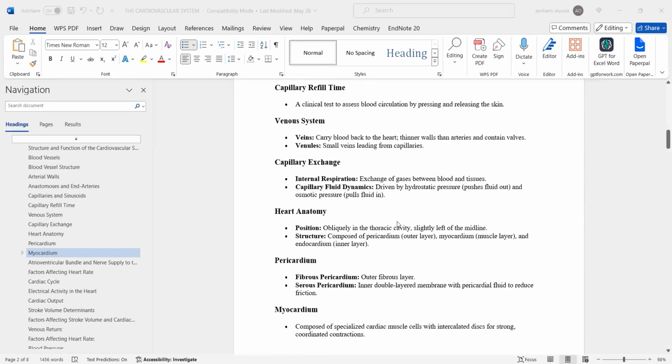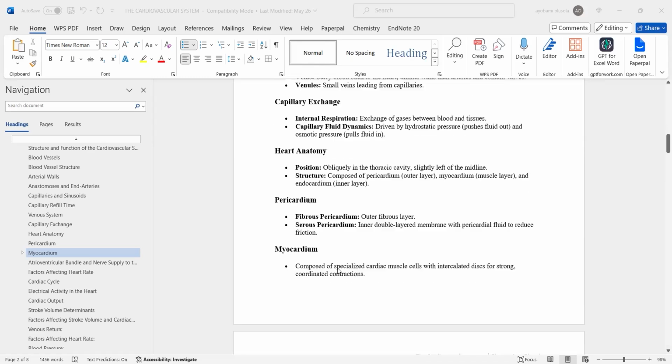So there's always exchange of gas between the capillaries, between the blood and the body tissues. This is what we refer to as internal respiration. That's internal respiration, all right? Now, let's move straight into the anatomy of the heart.